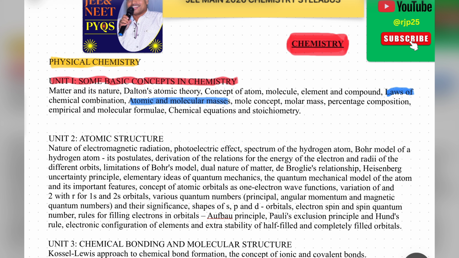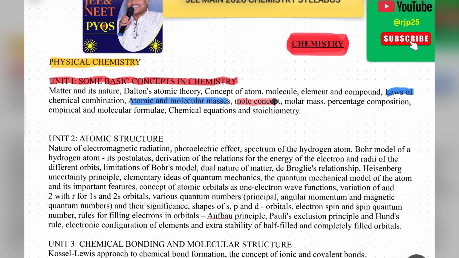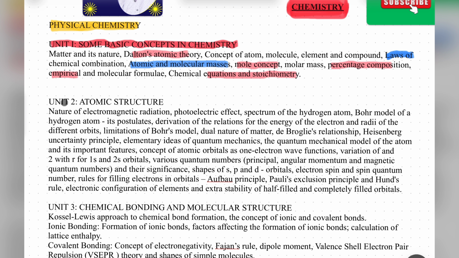And we have one more important topic in our chemistry. All of you see this, mole concept. Very important. So many questions will come. And the percentage composition is also there. That is also important. And empirical formula, molecular formula, and chemical equation based on stoichiometric calculation. These topics are important. And don't forget, Dalton atomic theory is introduced in this. Now we'll go for the next topic, atomic structure, unit 2.